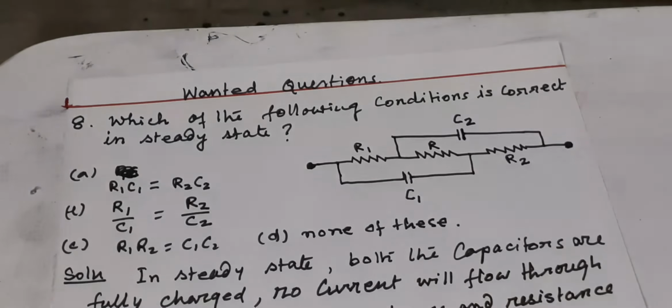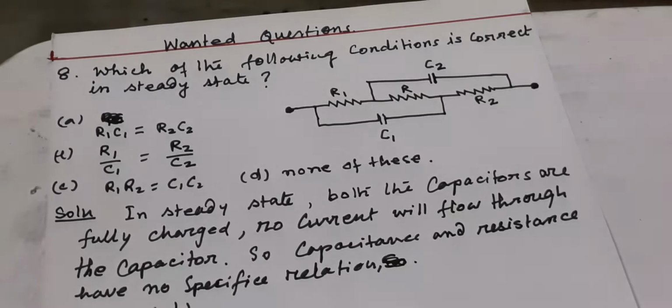Which of the following conditions is correct in the steady state? Four conditions are given: A, R1 C1 equal to R2 C2; B, R1 by C1 equal to R2 by C2; C, R1 R2 equal to C1 C2; and D, none of these.